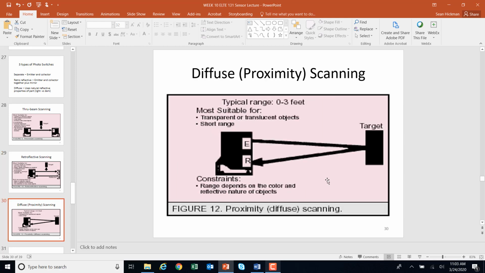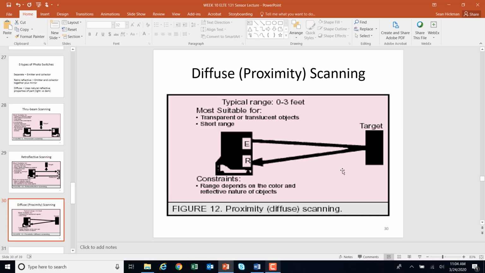Then the other one is diffuse. So the emitter and collector are in the same sensor, but what is bouncing off the light? The target is not a mirror. It just depends on the color of the target, knowing that white light reflects a lot, so this is likely to reflect a lot of light if it's white, and then it would know that something's there. Or if it was black, well then it wouldn't reflect the light, okay? And so if you put something white in the middle, it would reflect it. And the video is going to show you how that works, okay?